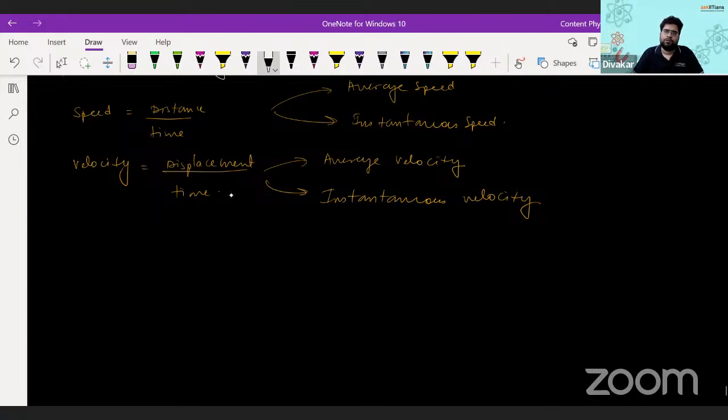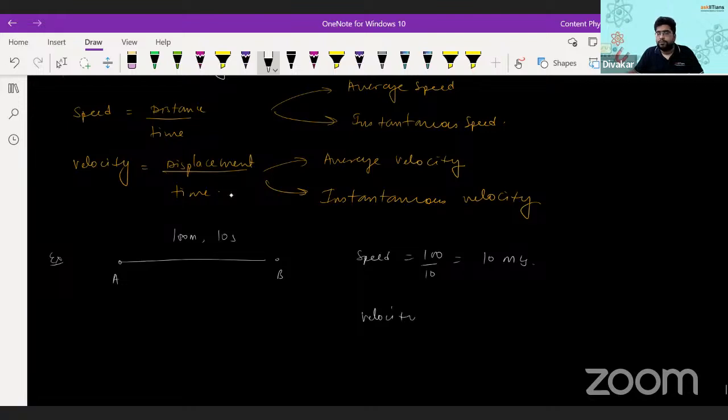Now, you may say, how is that possible? So let's take an example to understand this. If I have a particle that starts from A and goes to B, and this distance is let's say 100 meters, which it covers in let's say 10 seconds. If I ask you what is the speed, you will say the magnitude of speed is 100 by 10, which is 10 meter per second. And if I ask you about velocity, since the person is moving in a straight line only, you will say again it's 100 by 10, and that is 10 meter per second.